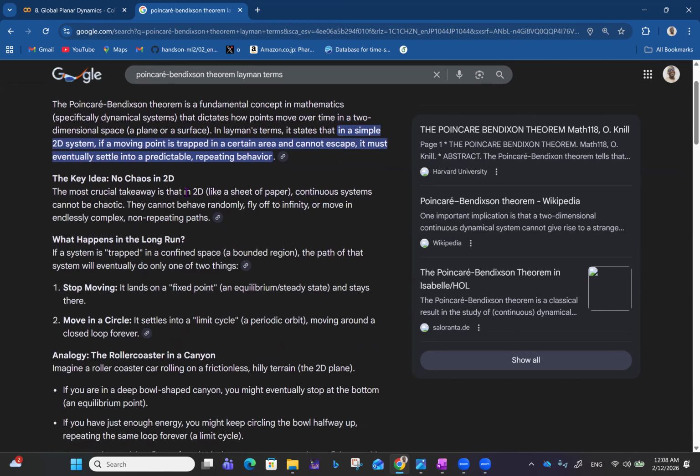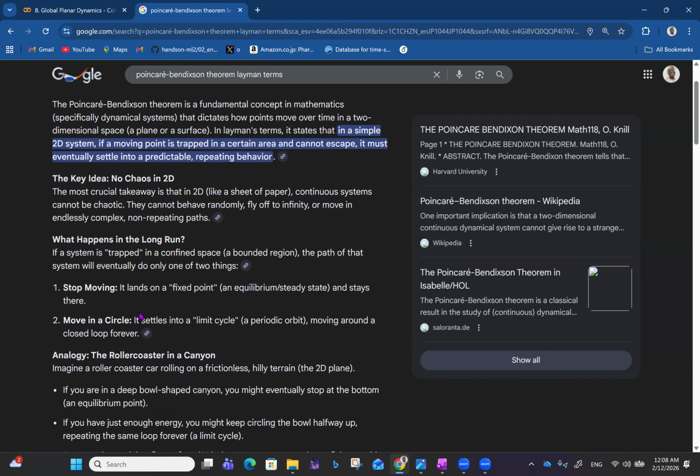So in 2D, there's hardly chaos. The most crucial takeaway is that in 2D, like a sheet of paper, continuous systems cannot be chaotic. They cannot behave randomly, fly off to infinity, or move in endlessly complex or non-repeating paths. So what happens in the long run? If a system is trapped in a confined space, or what you call a bounded region, the path of that system will eventually do only one of two things. Number one, it can stop moving because it lands on a fixed point, that's an equilibrium or steady state, and stays there.